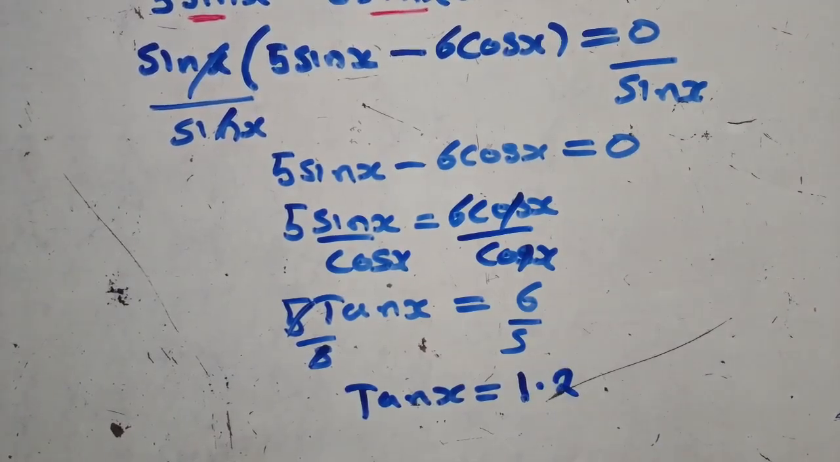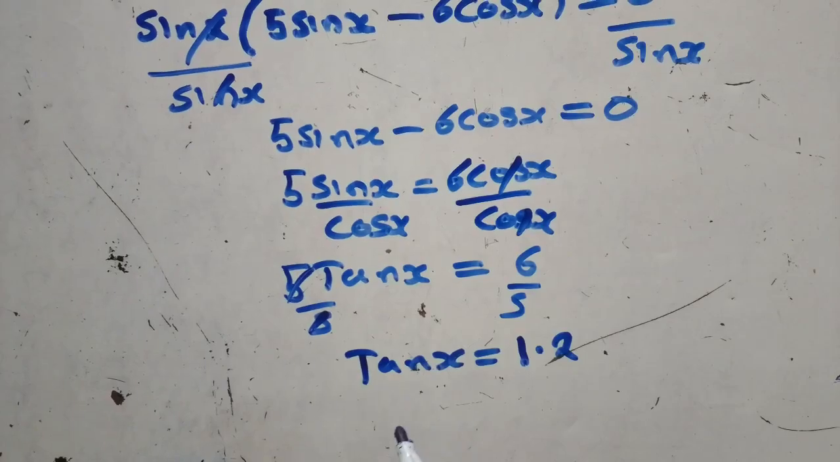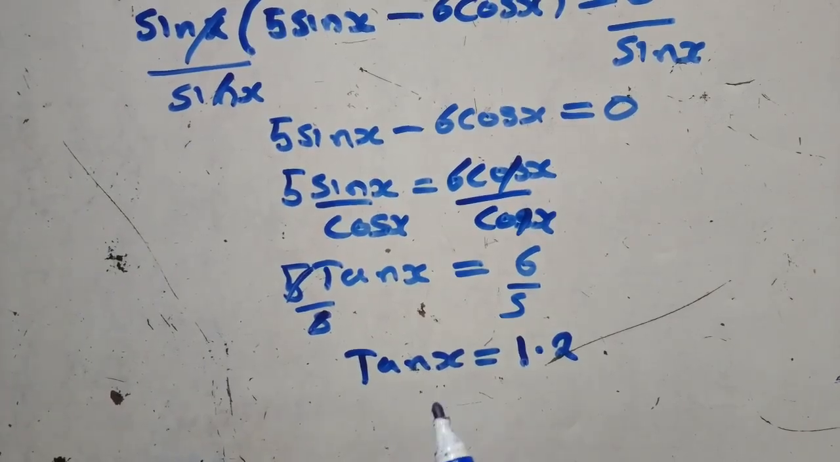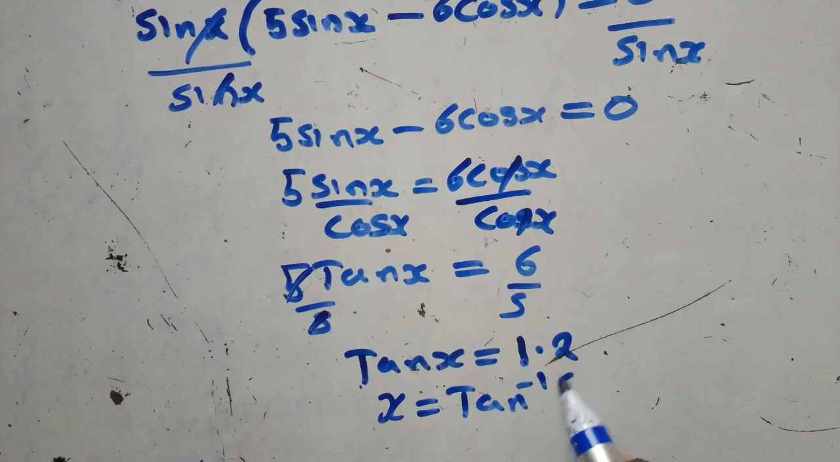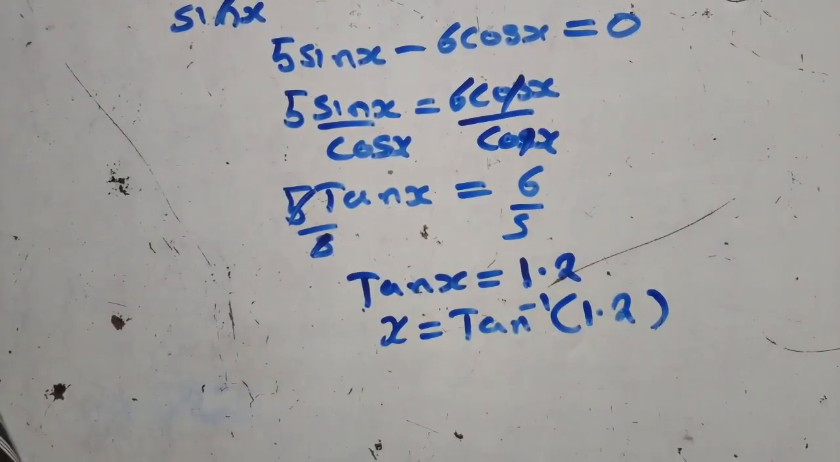So this is 1.2. Then we make x the subject of the formula by changing this tan to inverse. So when tan comes this side, you're going to have x is equal to tan inverse of 1.2. Make sure that you pay much attention to this part.